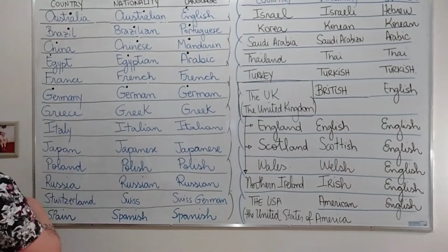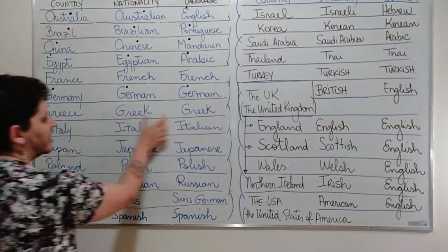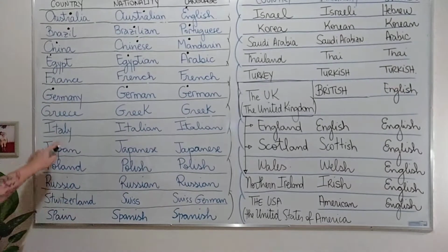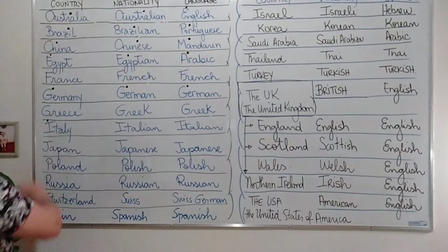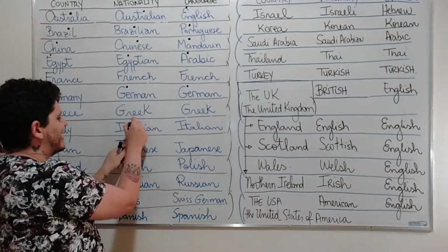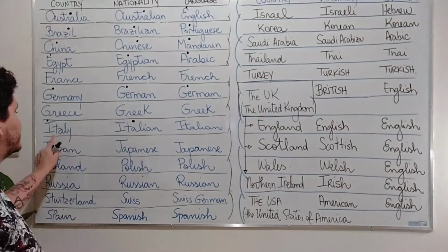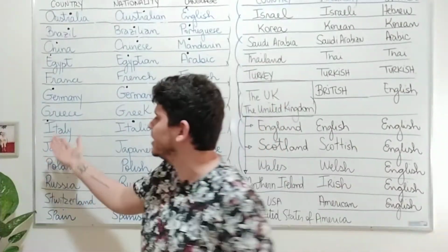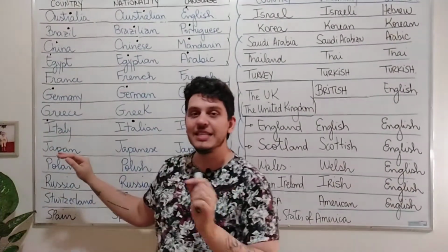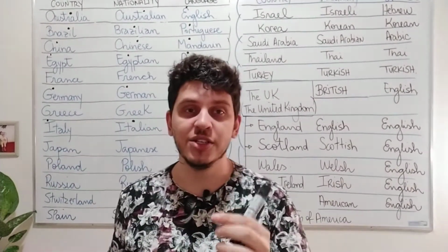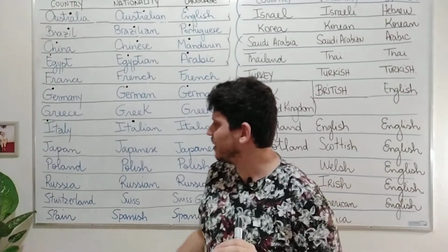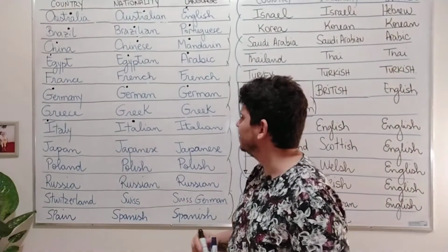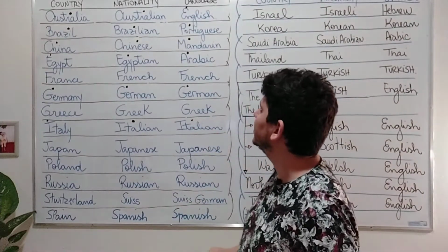Next, Greece, Greek. Next one, Italy, Italian. Look, this word, Italy, when we are saying it slowly, we will say Italy. But especially in American English, when we are speaking a little faster, this will become Italy, okay? Italian, also for the language.